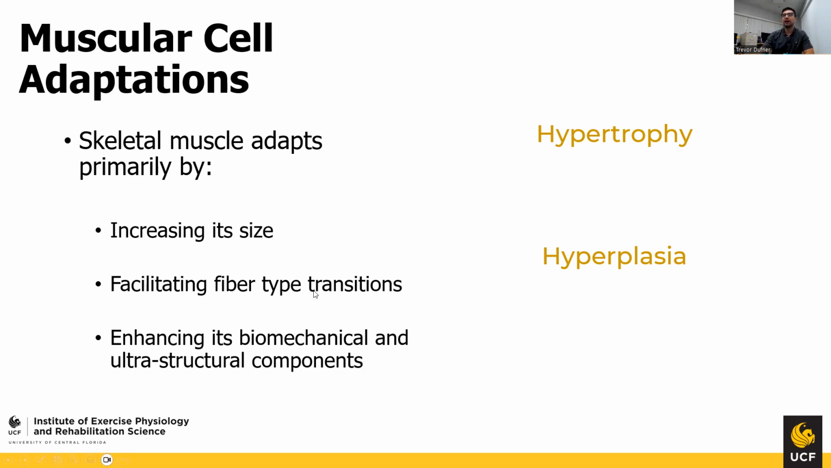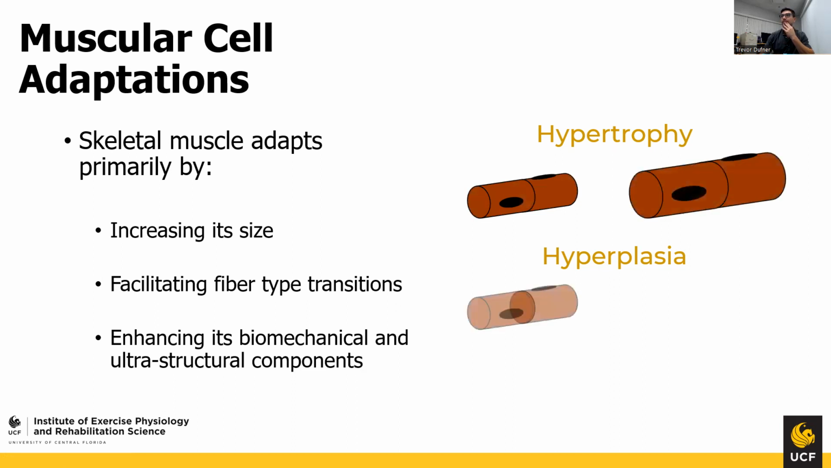As well, you'll be enhancing its biomechanical and ultrastructural components, such as increasing the amount of myofibrils and increasing pennation angle, a few different things that allow you to generate more force. Right, so here, hypertrophy is an increase in the size of the muscle cells. Hyperplasia is an increase in the number of muscle cells. Again, remember, almost always the increase in strength you are seeing is a response to the amount of hypertrophy that's occurring. Hyperplasia does not typically occur nearly as much, if at all, as hypertrophy.